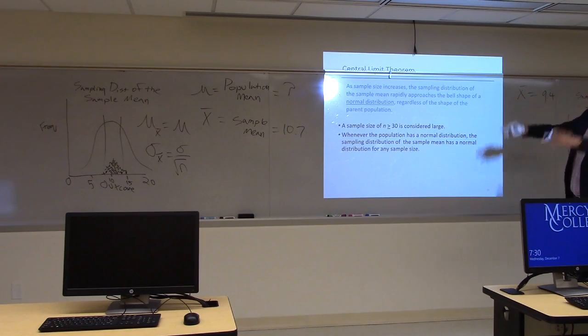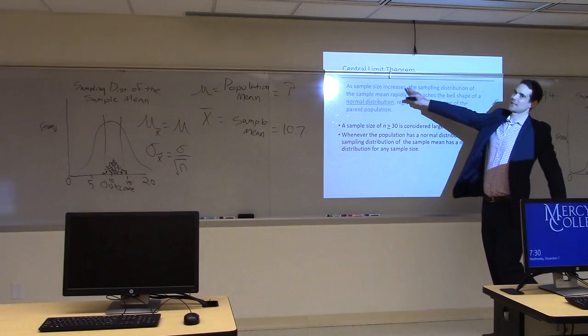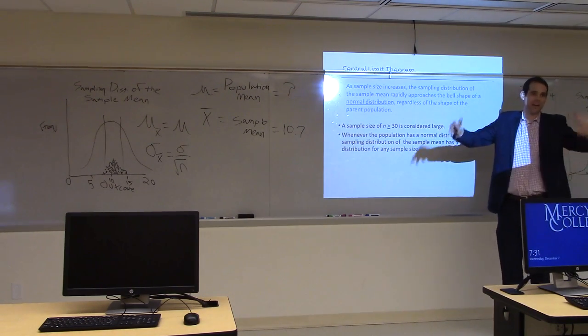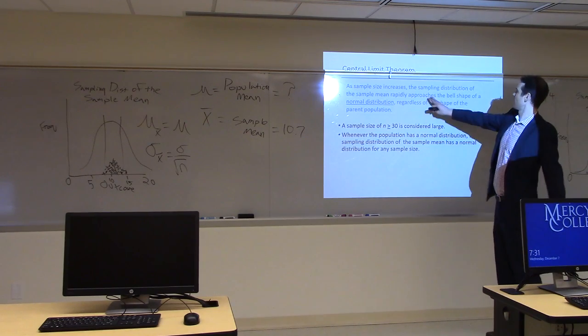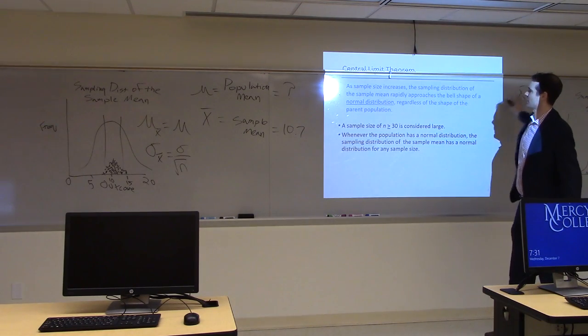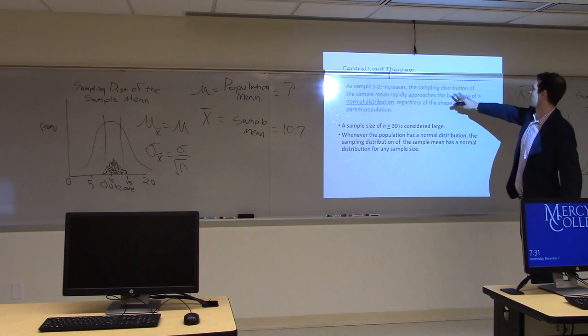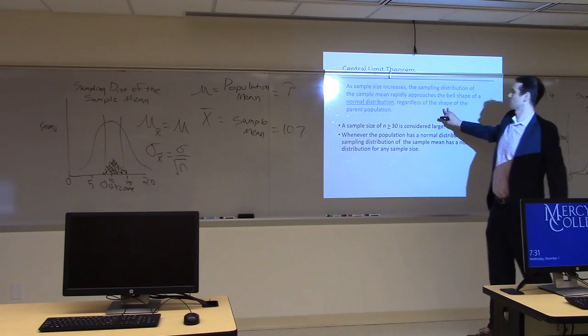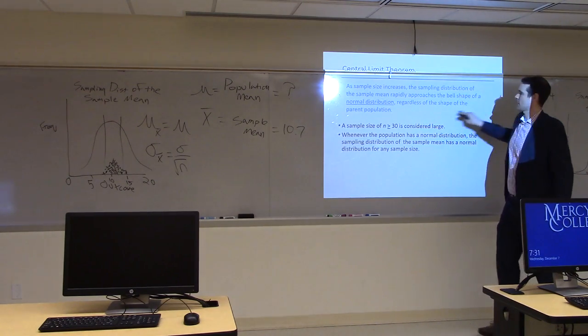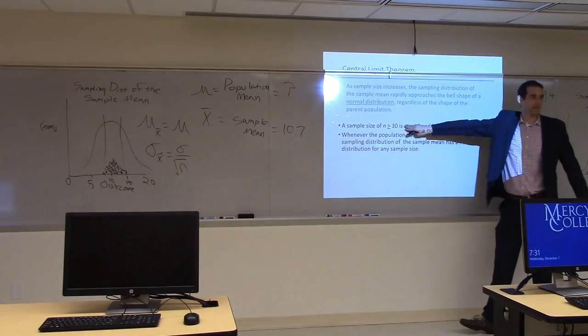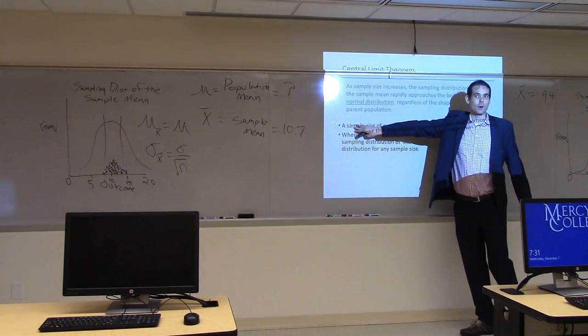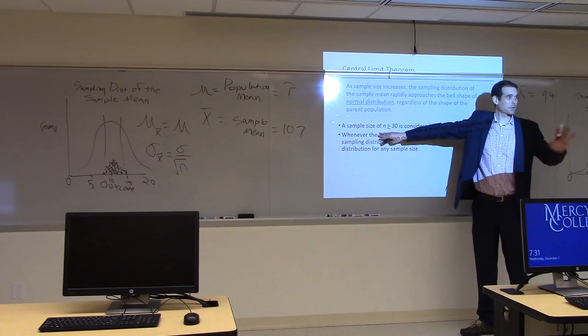So it's this thing. As the sample size increases from 2 to 5 to 10 to 30, the distribution of this sampling distribution of the sample mean approaches the bell curve of a normal distribution, regardless of the shape of the parent population. So our parent population with the coin flip, that was normally distributed.